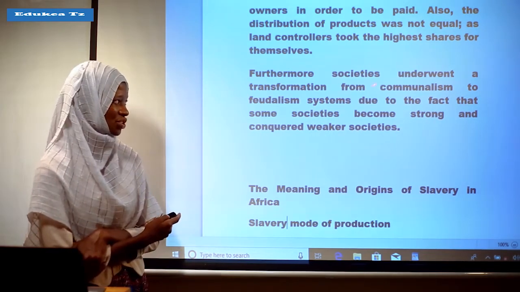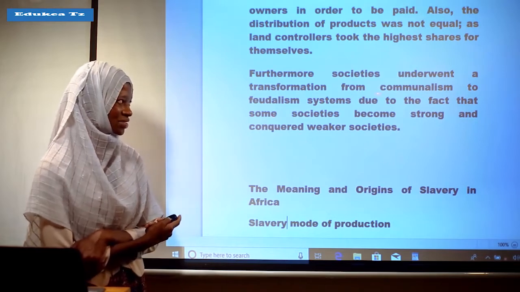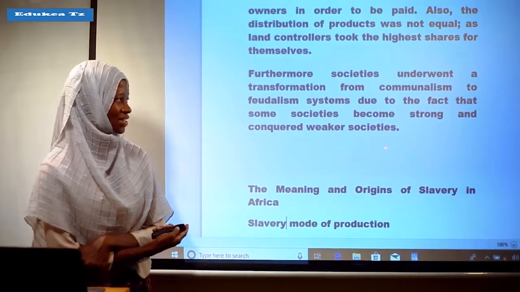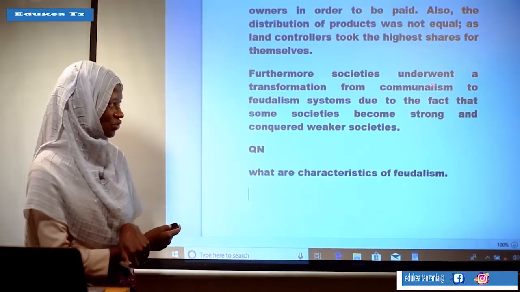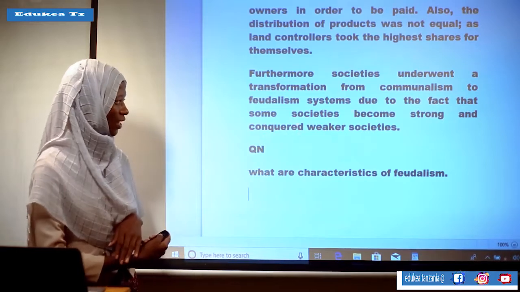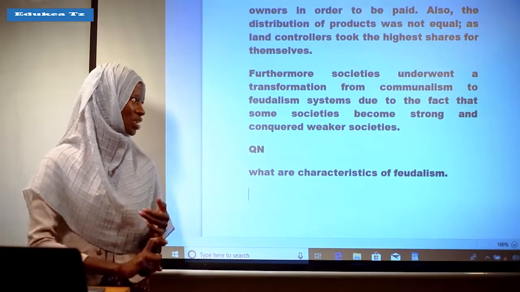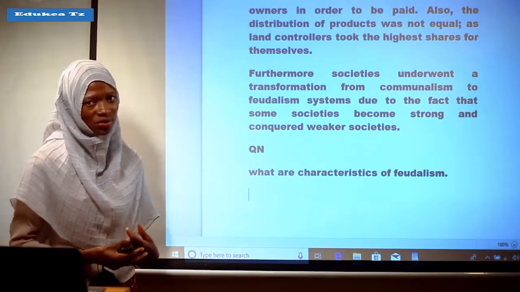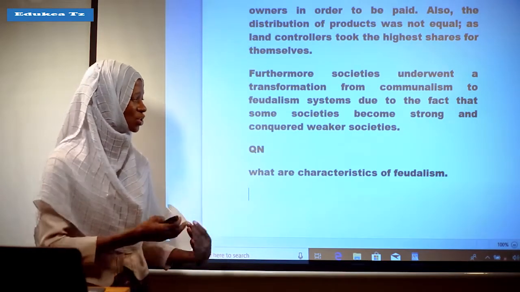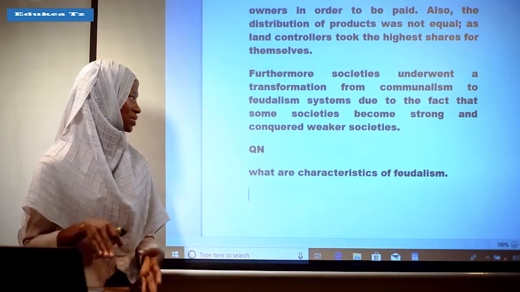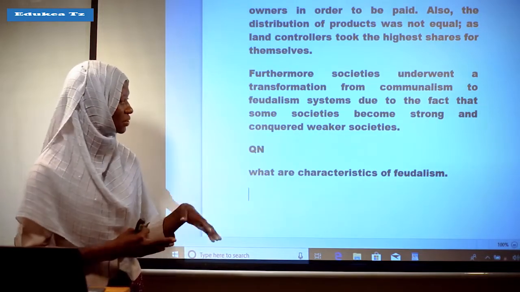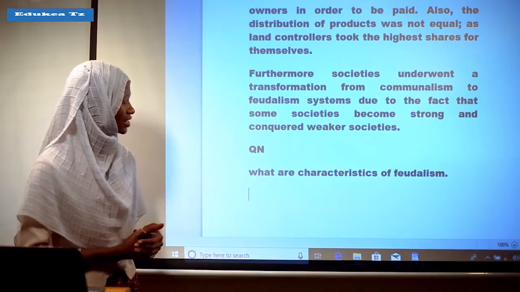Furthermore, societies underwent a transformation from communalism to the feudal system due to the fact that some societies became strong and conquered weaker societies. As I said in the introduction, feudalism emerged due to the increase in production and increase in population. So some of the strong societies conquered the weak societies. Those who were strong acted as landowners, and those who were weak were landless.